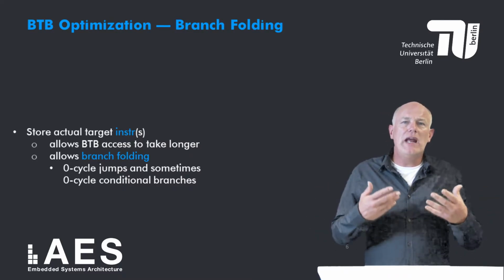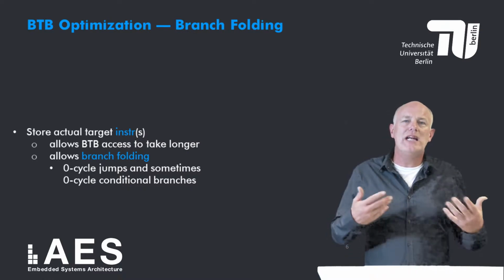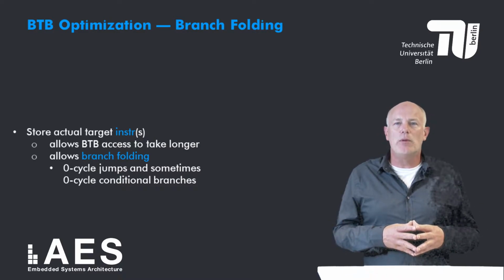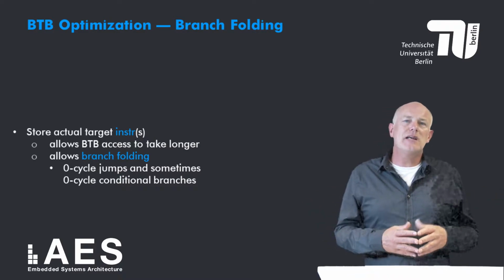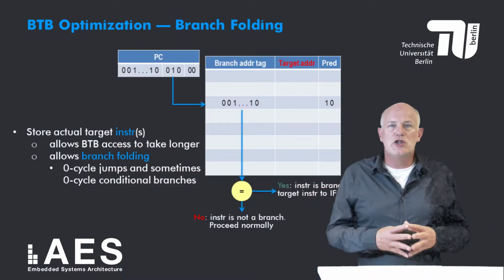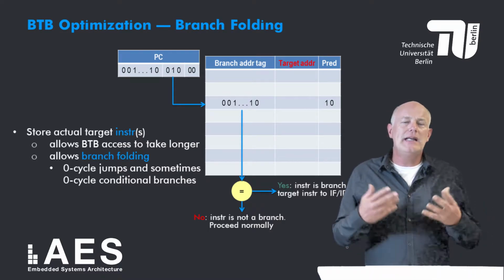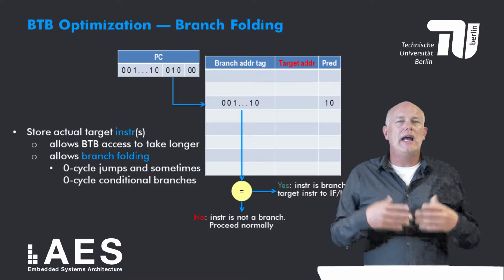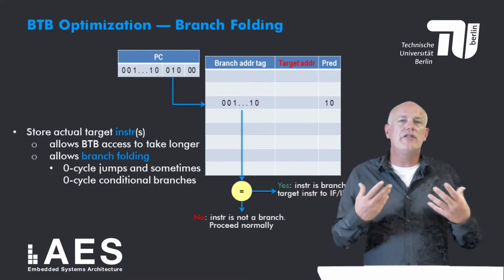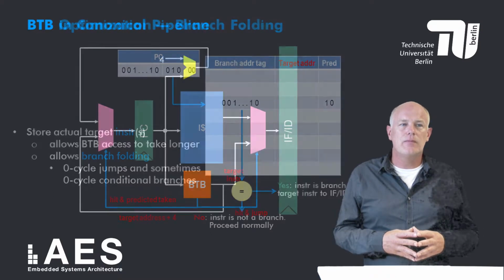Second, buffering the actual target instructions allows an optimization called branch folding, which can be used to obtain zero-cycle unconditional branches, jumps, and sometimes zero-cycle conditional branches. This figure shows the branch target buffer after this optimization has been applied. It is identical to the previous figure, except that the buffer does not store the target address, but the target instruction or instructions as highlighted in red.